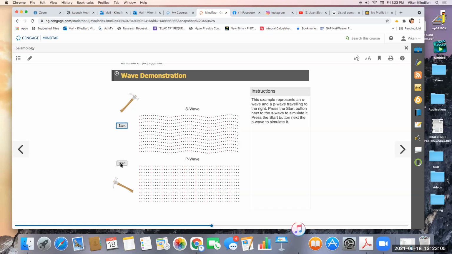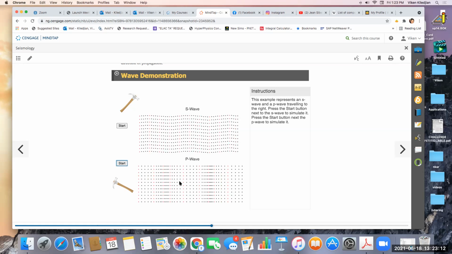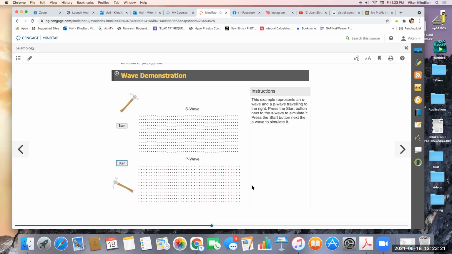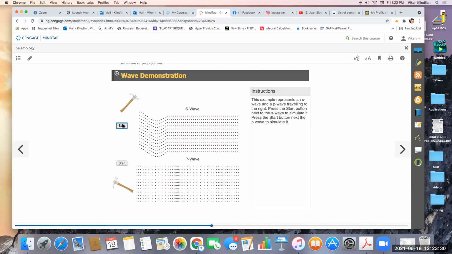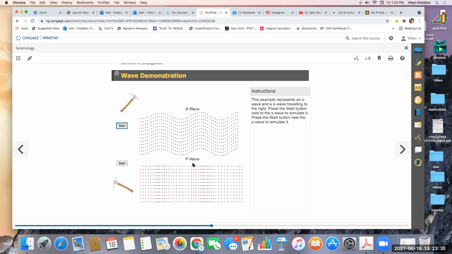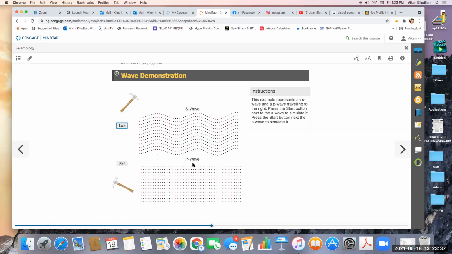P waves are this way. You see? Then the house would shake left and right like this. So this is a longitudinal wave. The objects are going back and forth as the wave is traveling from left to right. In other words, they're oscillating in the same direction, parallel. Yeah, P waves would not do as much damage to buildings as the S wave.